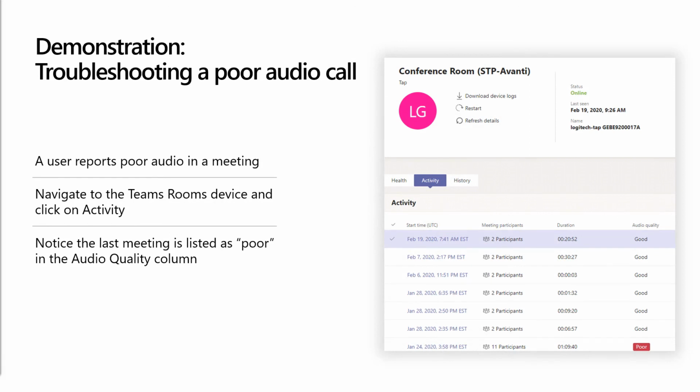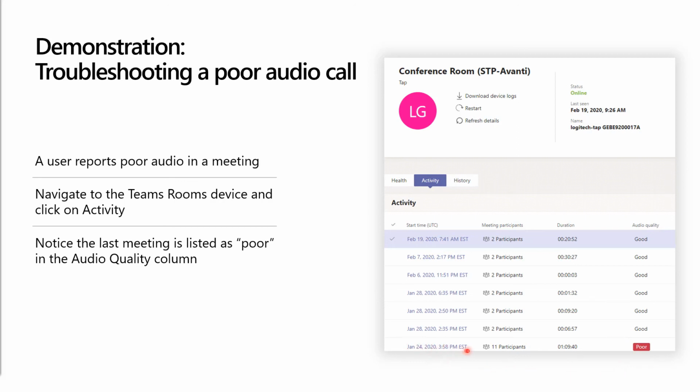You can also use this to troubleshoot a poor audio call. So there was a meeting and you got feedback that an attendee had a poor experience in a Teams Rooms meeting. So you want to drill down and see what the cause is. So you can go to the Activity tab of the room that they were using, and we can see down here the audio quality, there was a poor value in the audio quality.